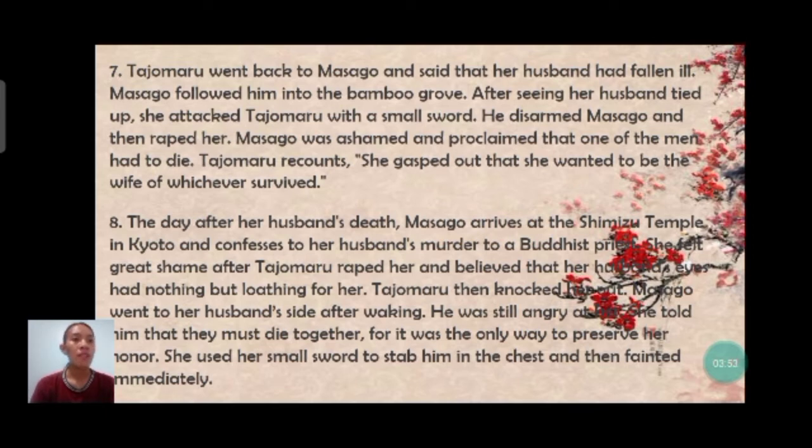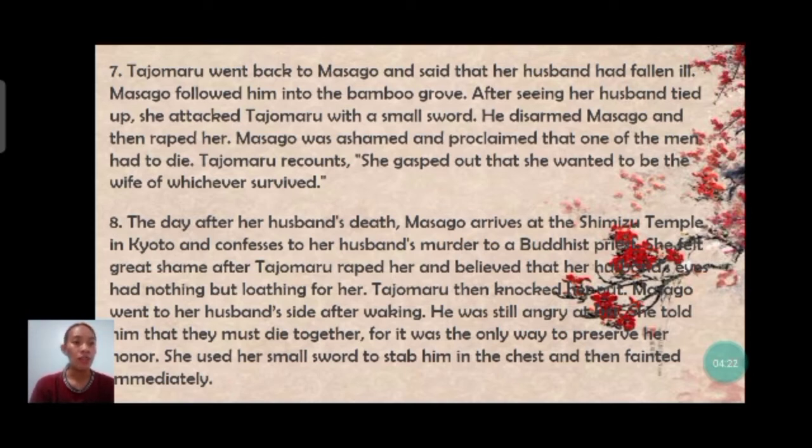Masago was ashamed and proclaimed that one of the men had to die. Tajumaro recounts she gasped out that she wanted to be the wife of whichever survived. So, the day after her husband's death, Masago arrives at the Shimizu temple in Kyoto and confesses to her husband's murder to a Buddhist priest. She felt great shame after Tajumaro raped her and believed that her husband had nothing but loathing for him.